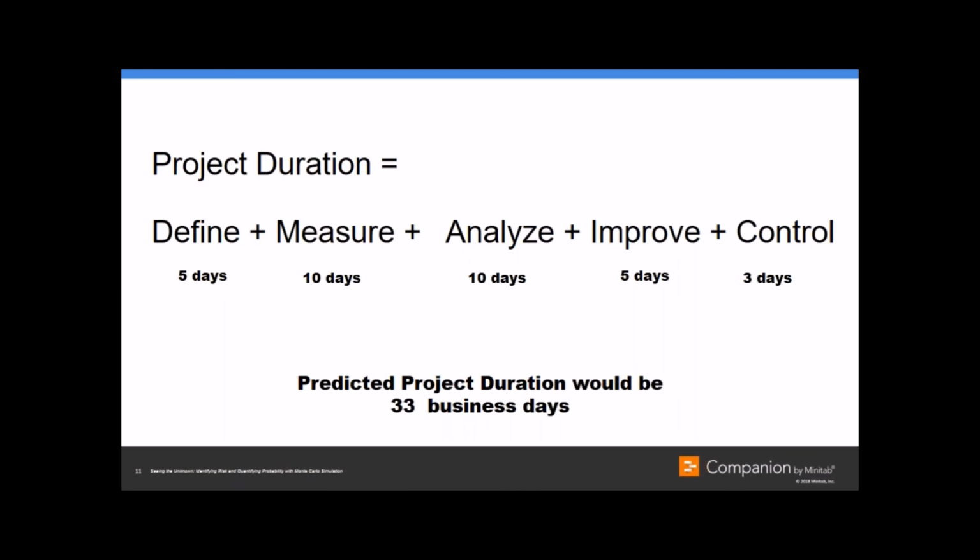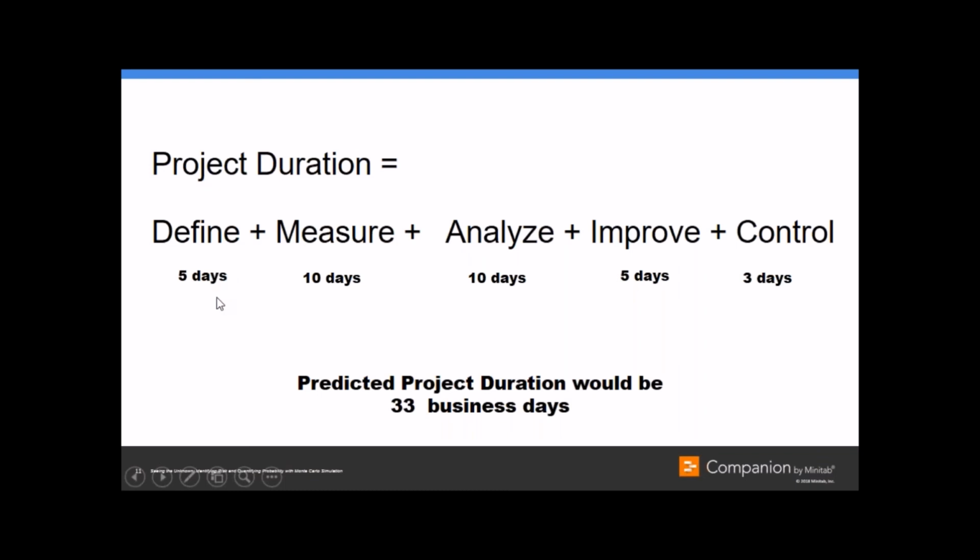The thing that's not being considered here, and this is where Monte Carlo is going to be able to help us, is that maybe on average define takes 5 days, but I know it's not exactly 5 days. And again, I'm rounding a lot, just assuming business days. But now I'm going to think about what the true variation is.